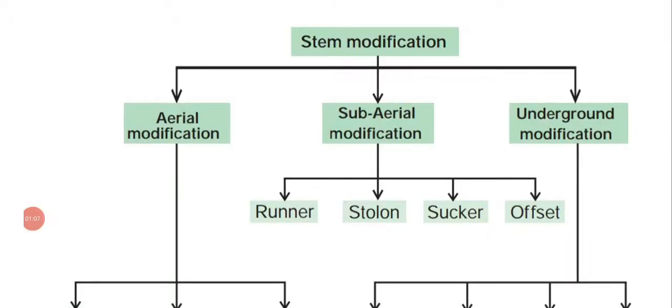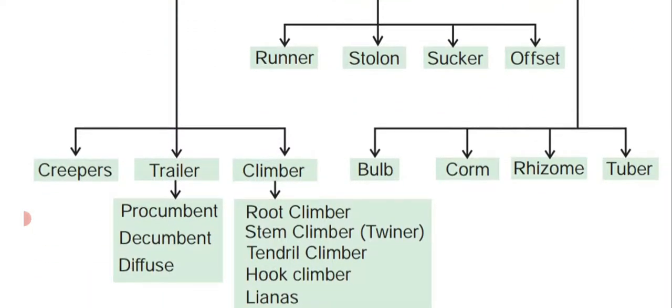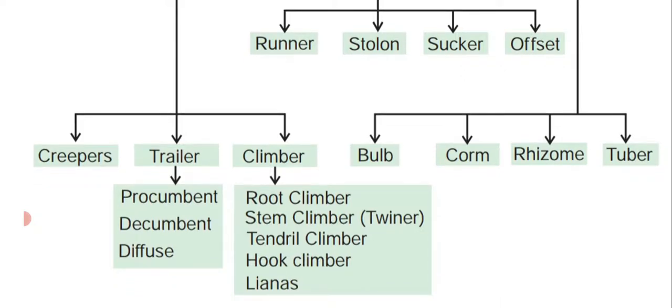Dear students, this is the flow chart showing the stem modification. This is a very important 3-mark question. Stem modification is divided into 3: aerial, subaerial and underground stem modification. Aerial modification is again divided into 3: creepers, trailers and climbers. Trailers are again divided into procumbent, decumbent and diffuse. Climbers: root climber, stem climber, tendril climber, hook climber and lianas.